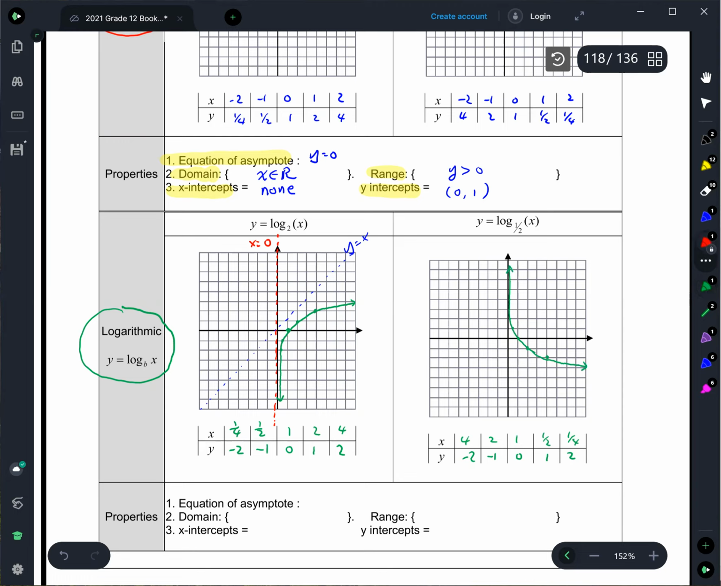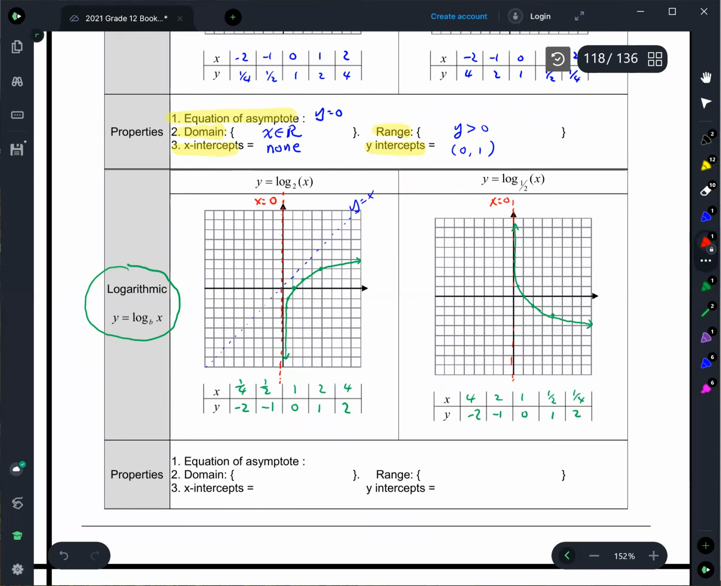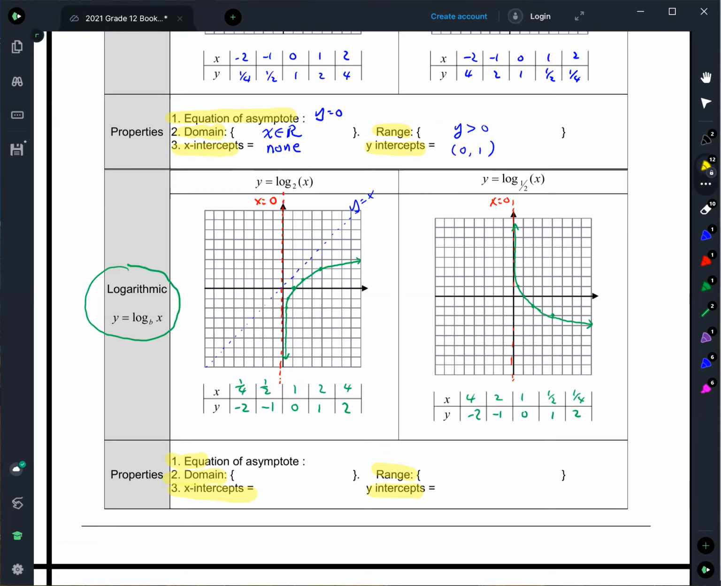Okay, and you'll also have an asymptote line in this direction. Okay, so please complete the following charts, okay, for the equation, domain, range, okay, and also the intercepts. Okay, you can raise your hands, finish the table at the bottom.